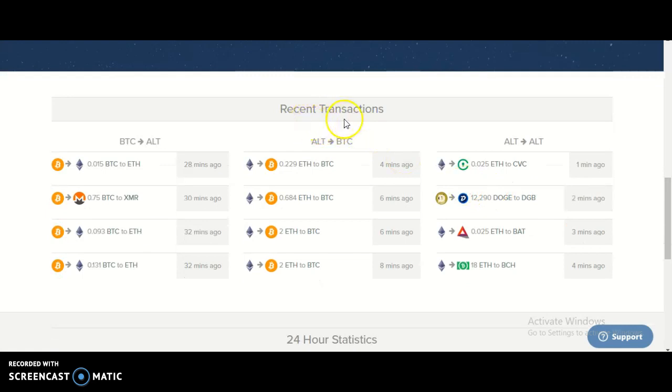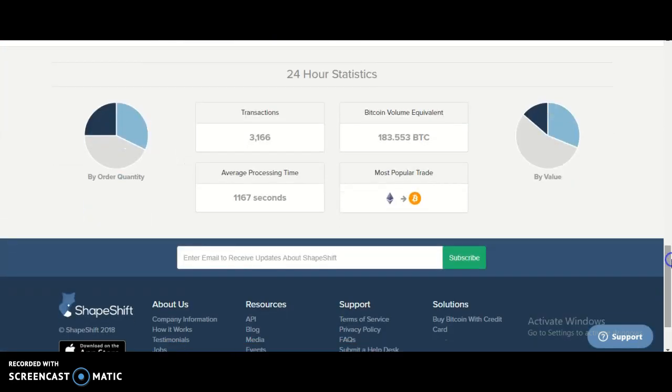There's recent transactions, BTC alt, alt BTC, and alt alt. These are 24-hour statistics. I'll tell you the transactions, average processing time, Bitcoin volume and evaluation, and most popular trades.